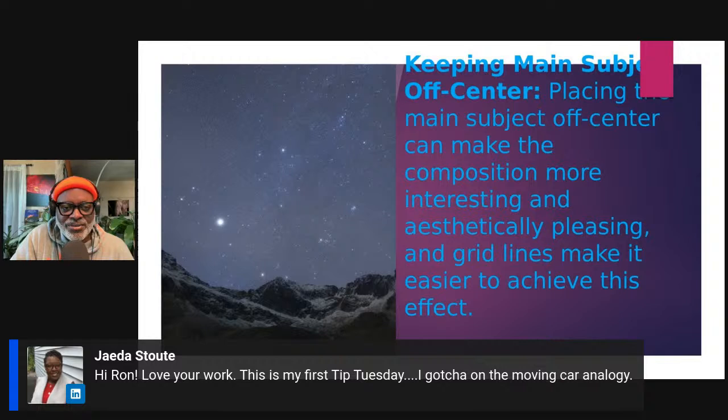It's a boring photo. Also, if you put a grid on this, you'll find that this star is on the lower PowerPoint. See that? If you drew an imaginary line here, it's very close to that lower PowerPoint. There you go.